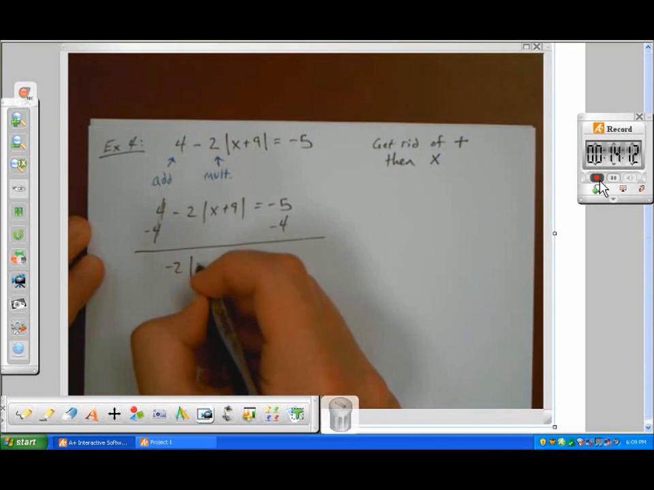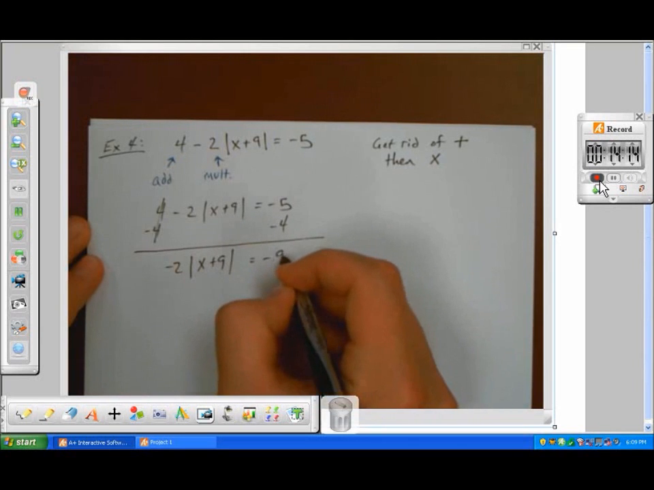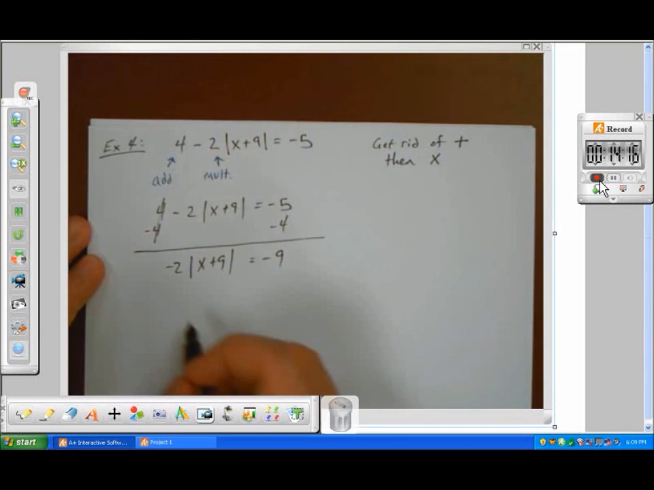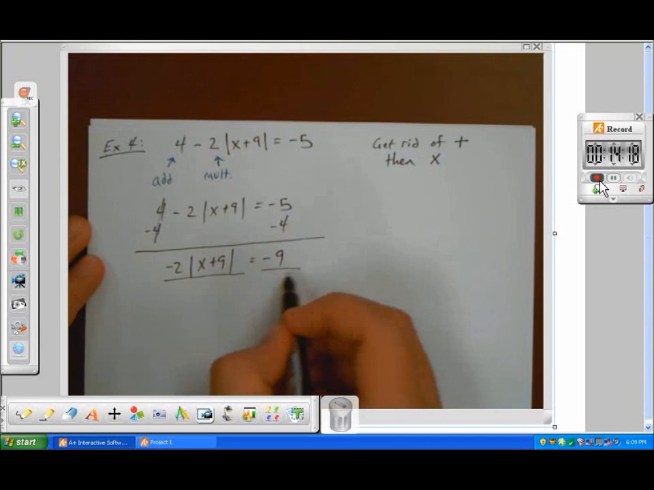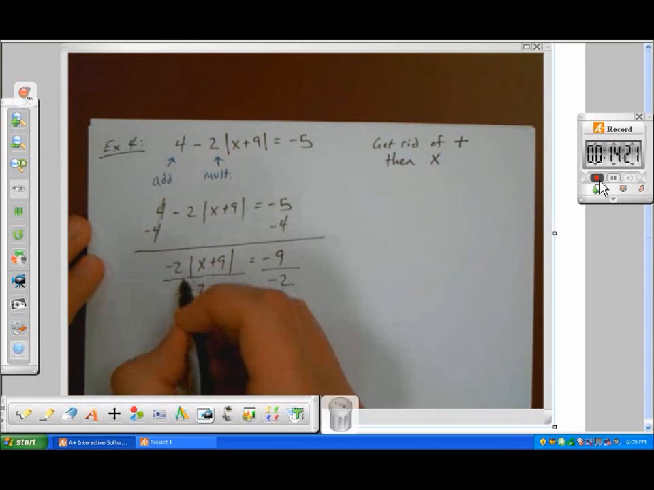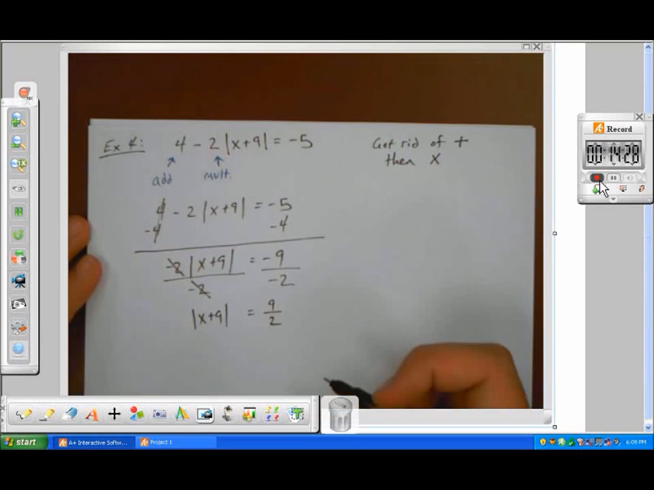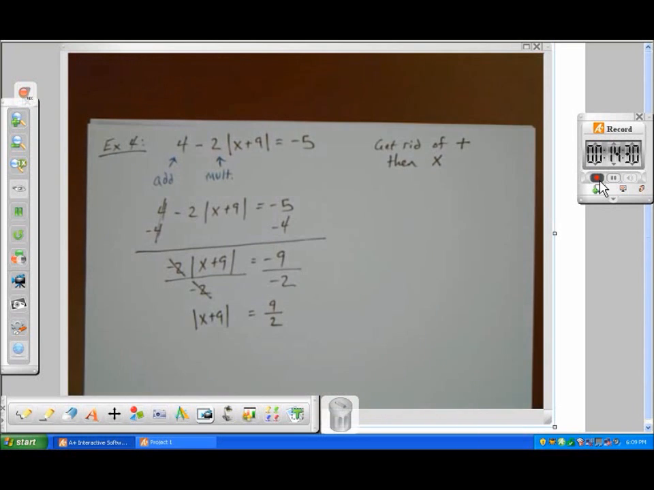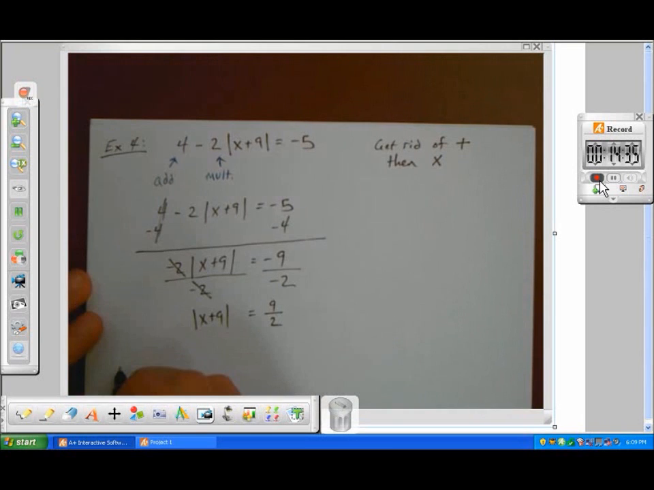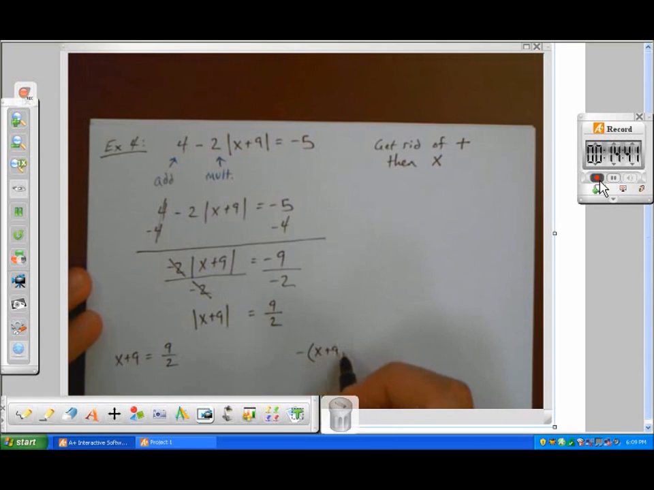4's cancel out. I'm left with this. And now I divide both sides by negative 2. The negative 2's cancel out. Nine over 2. So now it's an absolute value equation. I know I'll have 2 answers. The first is positive. The second is negative.